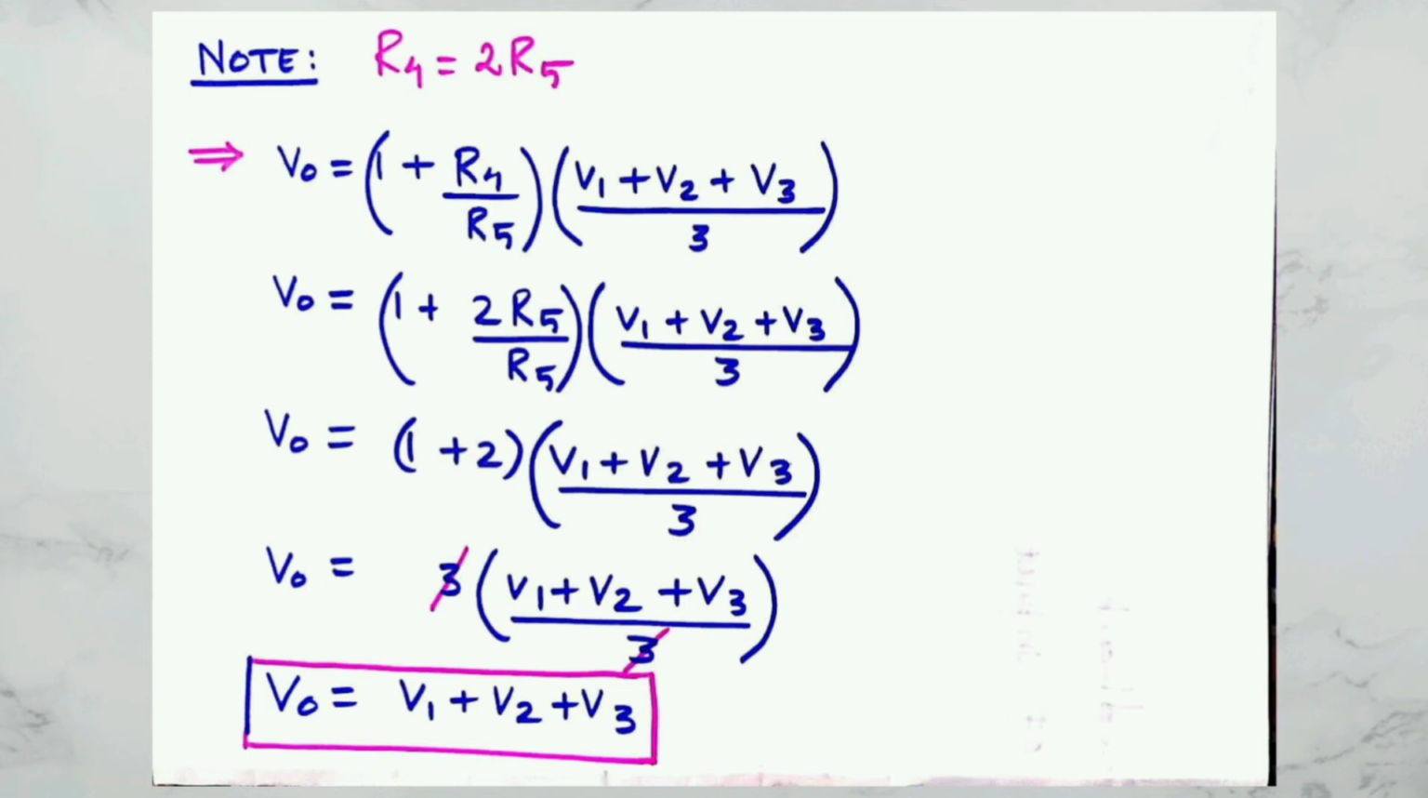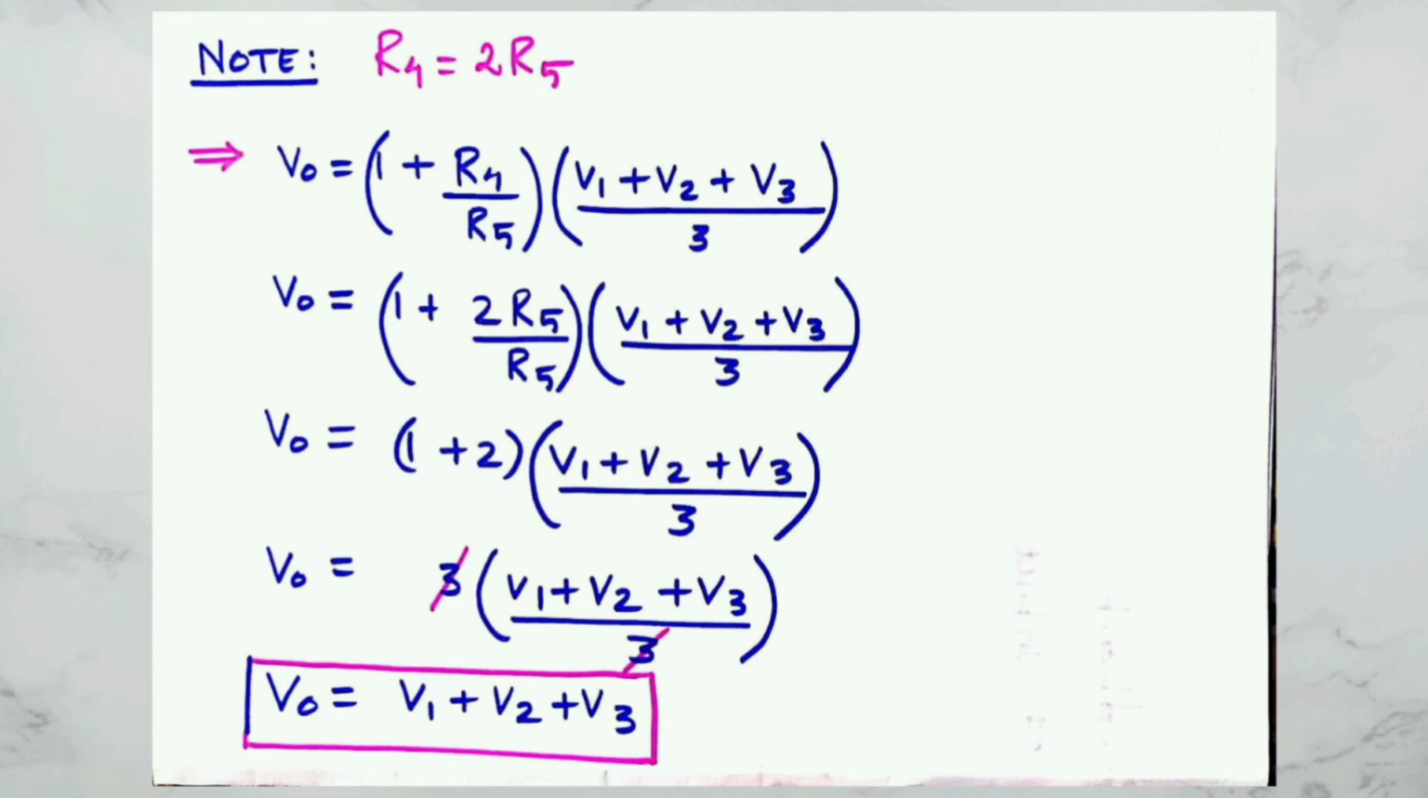Now your output voltage will be equal to 1 plus RF, that is R4 by R5, into V1 plus V2 plus V3, divided by 3. Second step, your V0 is equal to 1 plus, substituting the consideration value, that is 2R5 by R5, into V1 plus V2 plus V3 to the 3. Now your R5 and R5 will get cancelled. Therefore, it will become 1 plus 2 into V1 plus V2 plus V3 to the 3.